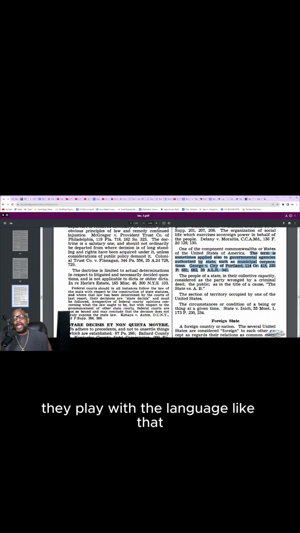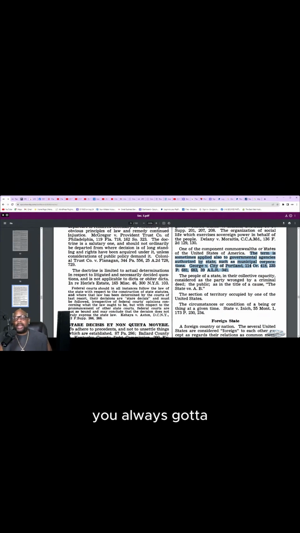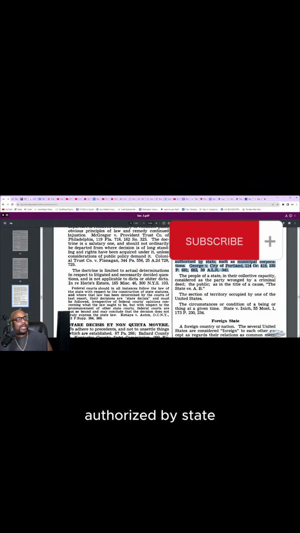They do that. They play with the language like that all the time, which is why you always got to ask for clarification. So when they say the state of Georgia, that could be a corporate entity. I don't understand why they try to pretend like it's not, and it's written in all capital letters, and they try to pretend like it's not. You can find evidence of it, and this is a breadcrumb right here, a very big one, a very big loaf that dropped on the ground, letting you know that the term state is sometimes applied also to governmental agencies authorized by state, such as municipal corporations. All right, so now that we got that out, we know we need to look at the word state with a crooked eye every time we see the word and start paying attention to that particular word.